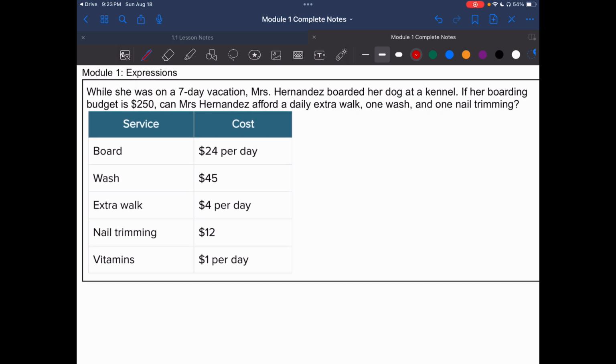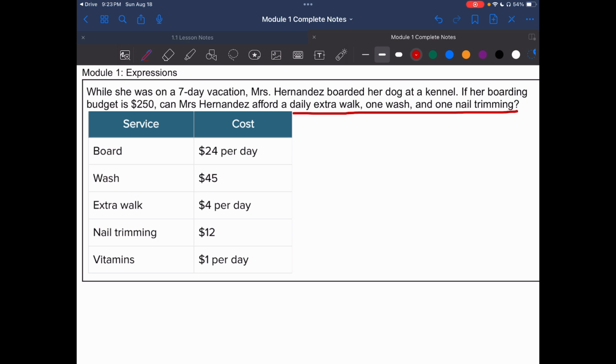Now we're going to move on to the next page, the last problem in Module 1.1. While she was on vacation, a 7-day vacation, Mrs. Hernandez boarded her dog at a local kennel. If her boarding budget is $250, can Mrs. Hernandez afford to add a daily extra walk, 1 wash, and 1 nail trimming? That is our task. Can she afford that?